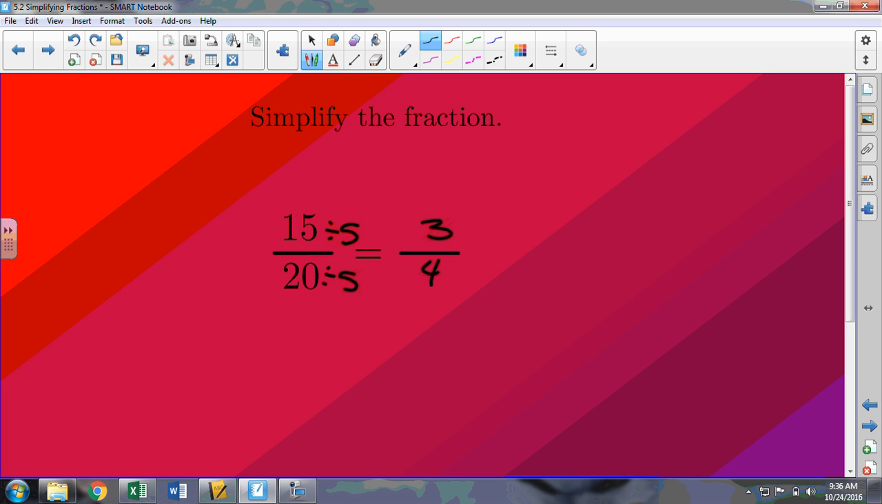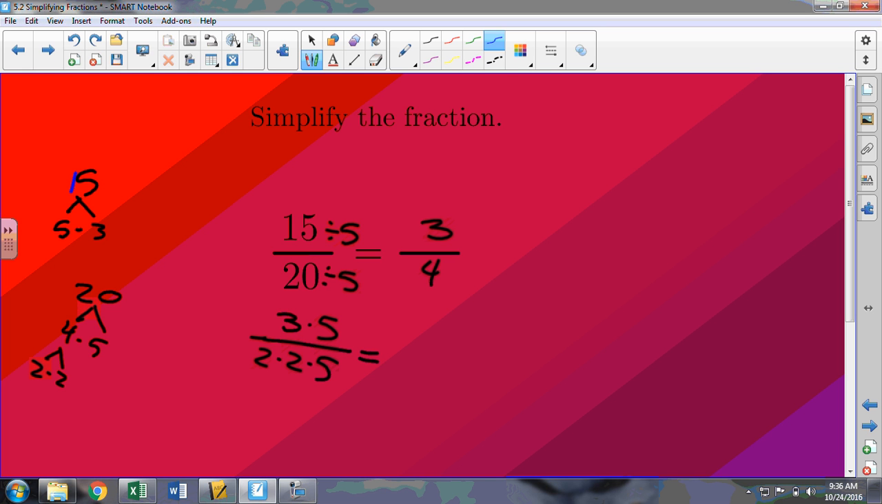If you don't immediately recognize the 5 though, it can be helpful to split them up. 20 is 2 times 2 times 5, and I got those just by doing a factor tree. 15 is 5 times 3, 20 is 4 times 5, so 2 times 2. If you don't immediately see them, sometimes this multiplying method is better because then you could say 5's cancel, and you're left with 3 over 2 times 2. They both work. It's just a matter of preference.